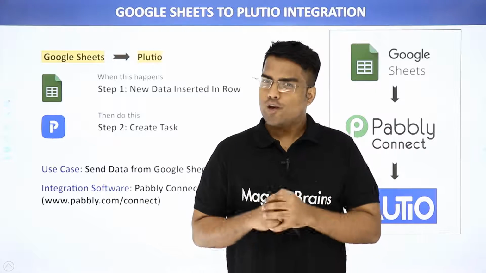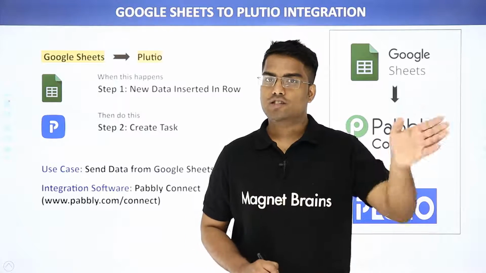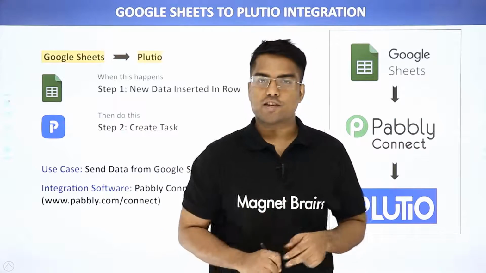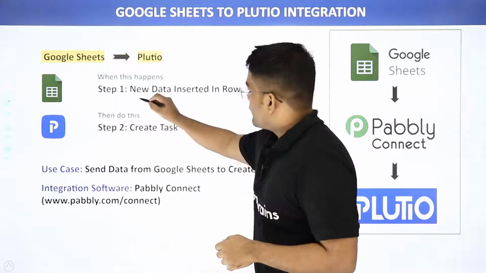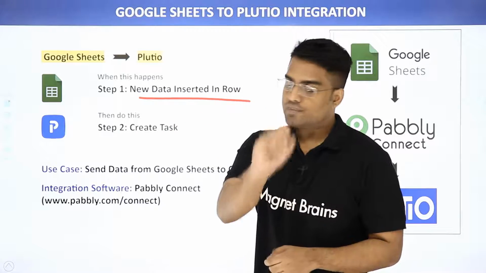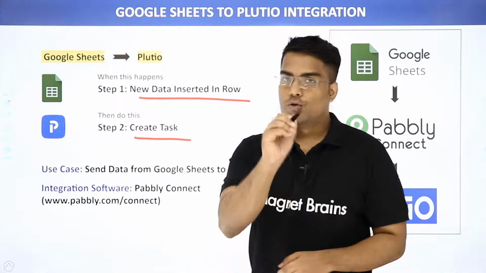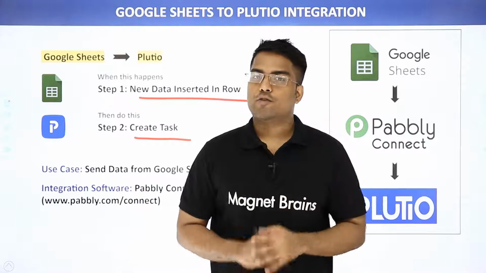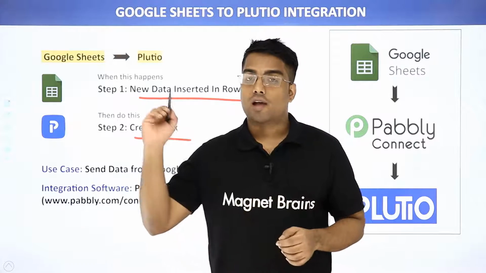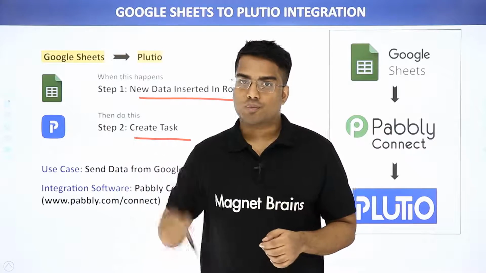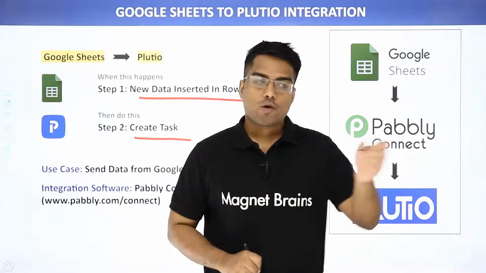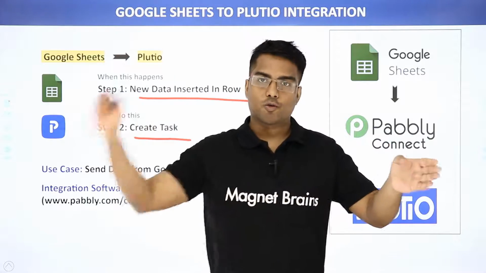So in this video, we are going to learn how to integrate Google Sheets to Plutio. Our use case is pretty easy. When a new data is inserted in Google Sheet, it will create a task in Plutio. Now Google Sheet is your favorite spreadsheet program and Plutio is a business management tool. So what we are going to do is, we are going to send the data from Google Sheet to Plutio.